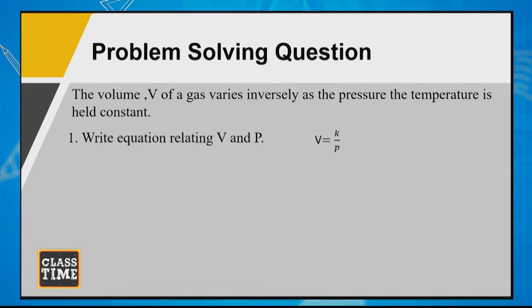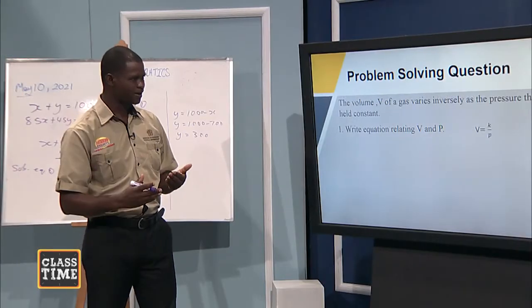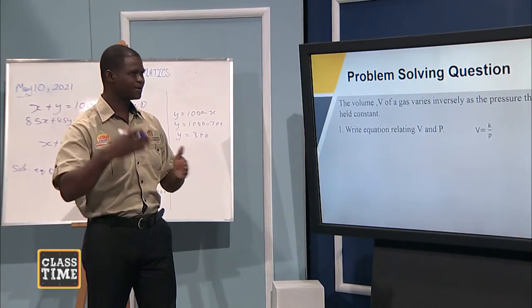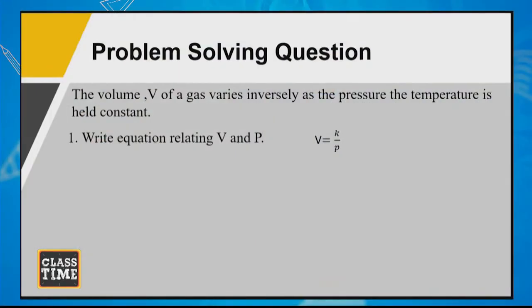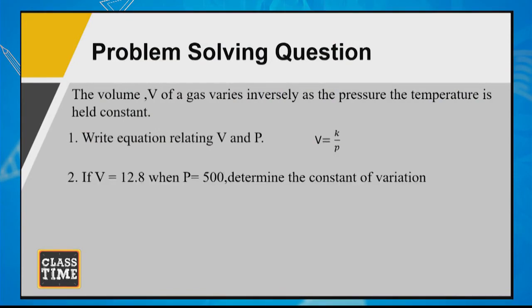That's it? Right. Or if persons wanted to write it another way, it could have been written as V is equal to 1 over P, or 1 divided by P times K, or K times 1 divided by P, to show that inverse relationship. Okay.